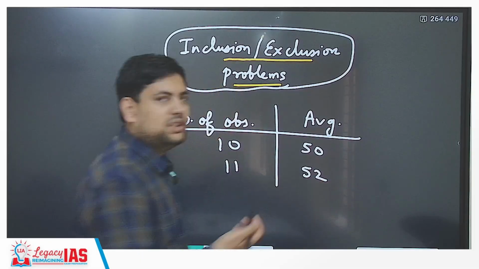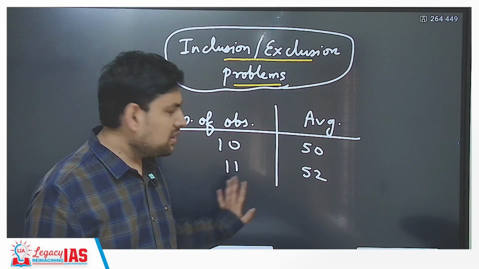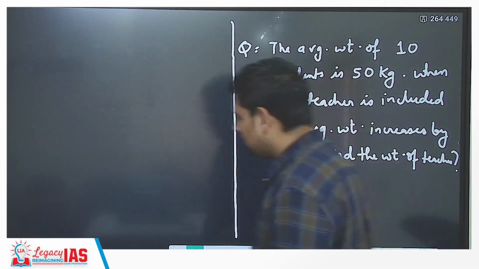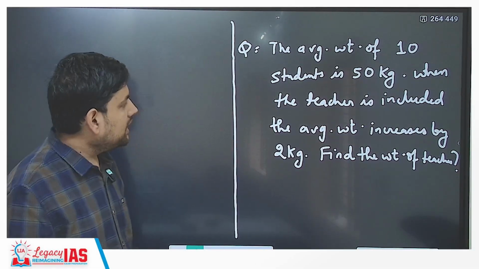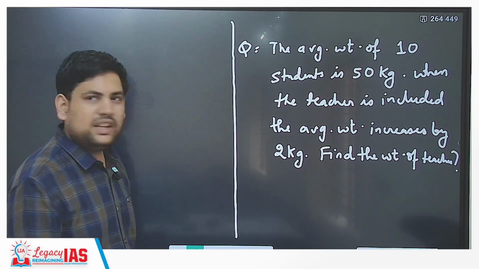Then you have to tell the weight of the new student that joined. So in this way you have to draw the table, and then we'll understand how you solve this. Okay, so first question, what it says, the average weight of 10 students is 50 kg. When the teacher is included, the average weight increases by 2 kg. Find the weight of the teacher.